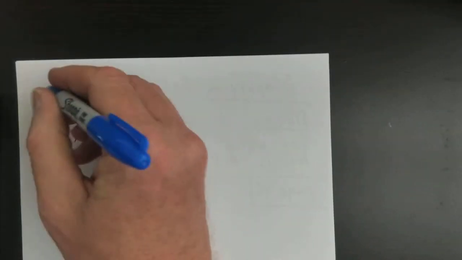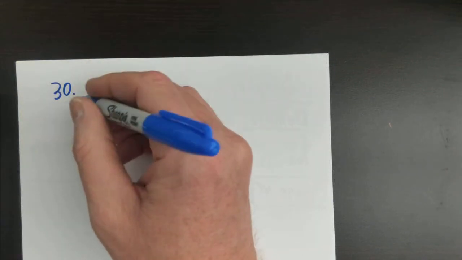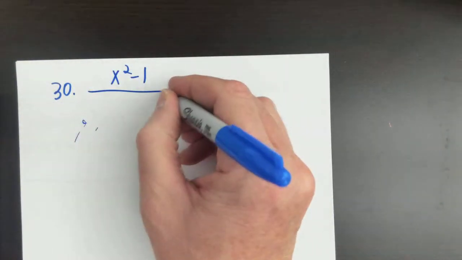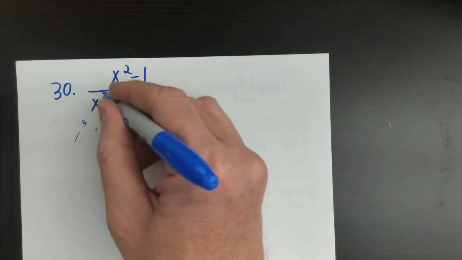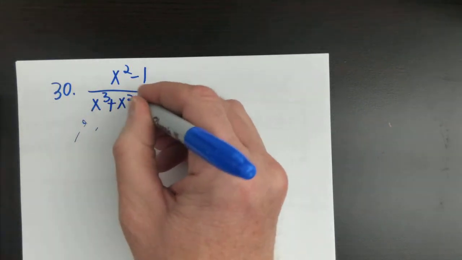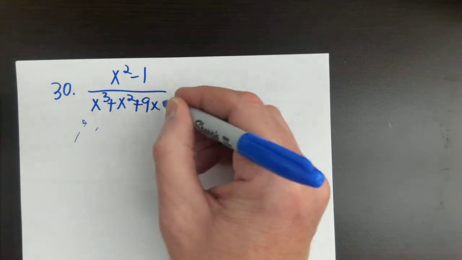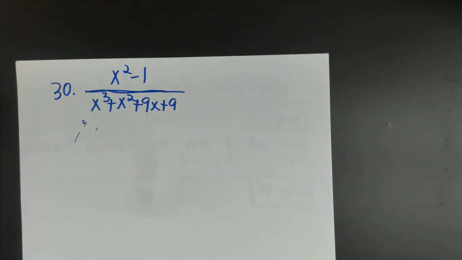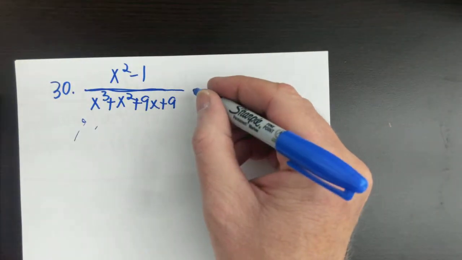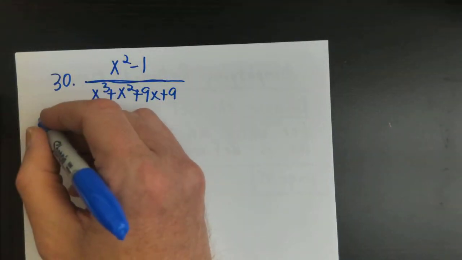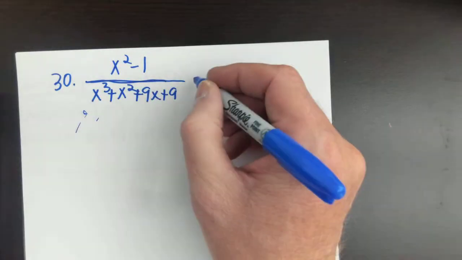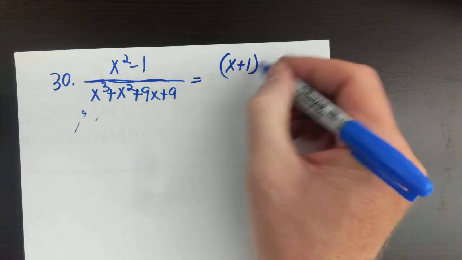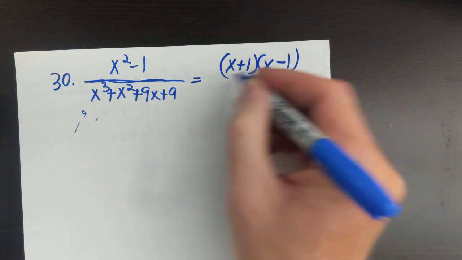On number 30, I've got x squared minus 1 over x cubed plus x squared plus 9x plus 9. So we have to go into some of our old factoring problems. I'm going to factor x squared. Well, I know what x squared minus 1 is. I know that that's going to be x plus 1 times x minus 1. That's a difference of squares.